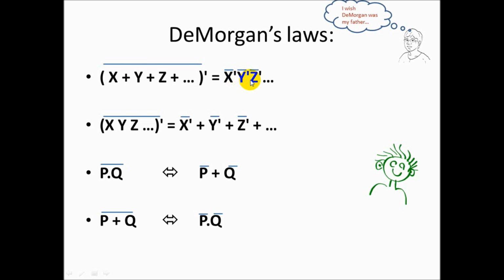Alright? This is an important law to remember, because if you ever see that, you know the expression actually means that. And then you can work out a truth table from that. Alright, let's look at this law. The whole expression, x and y and z inverted, equals inverted x or inverted y or inverted z.